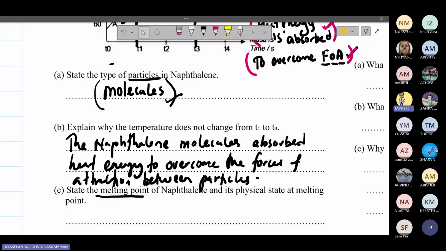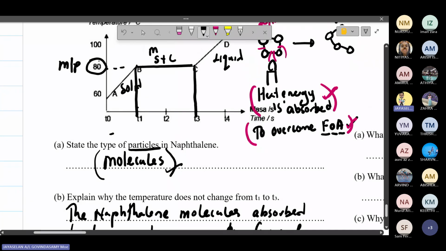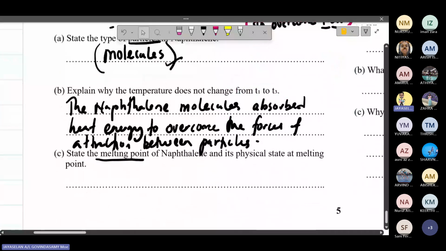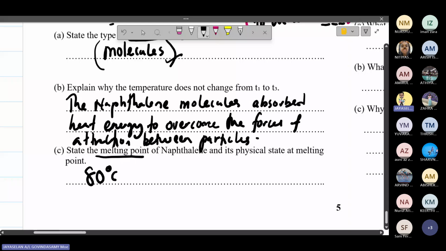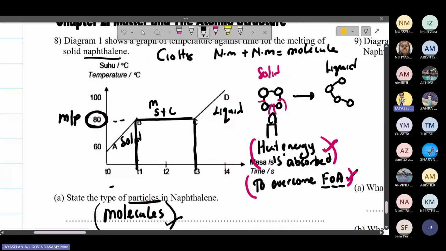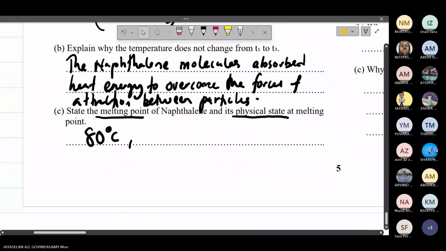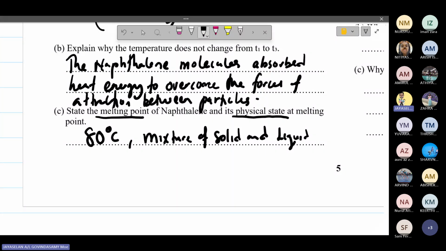Can I? Okay. So next, state the melting point of naphthalene. Where is the melting point? This is the one, right? So what you all do here: the melting point is 80 degrees Celsius. You already score 1 mark. And they ask, what is the physical state at the melting point? That means here, the melting point is on the horizontal line. What is the physical state? This is the one, a mixture of solid and liquid. So this is the question that can come out in the exam.